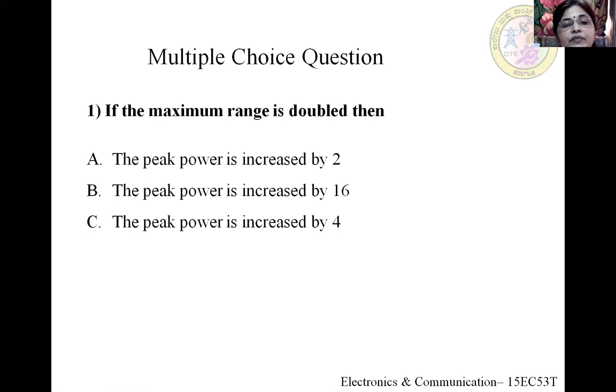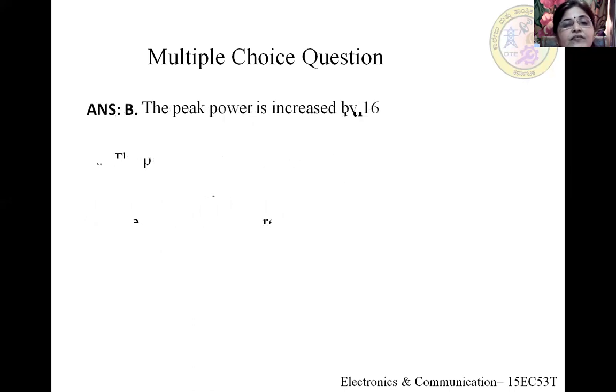If the maximum range is doubled, then the peak power has to be increased by 2, the peak power is increased by 16, the peak power is increased by 4. So you have to remember the equation for the maximum range, isn't it? The answer is the peak power is increased by 16.